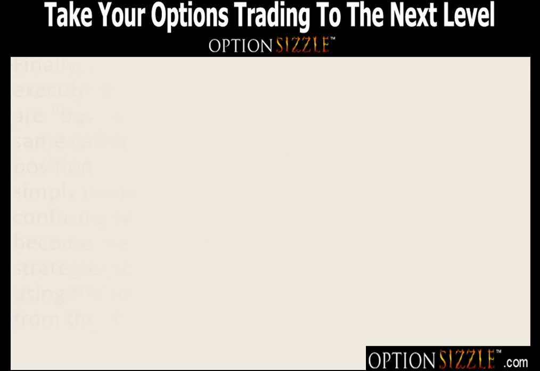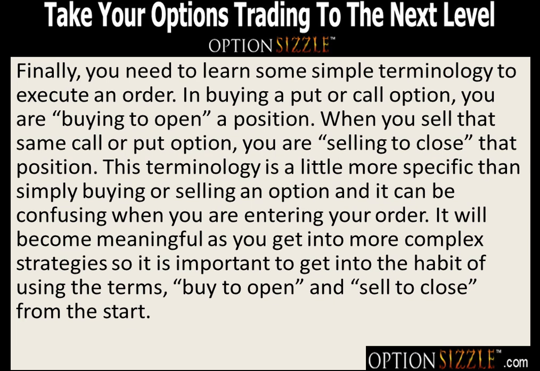Finally, you need to learn some simple terminology to execute an order. In buying a put or call option, you are buying to open a position. When you sell that same call or put option, you are selling to close that position. This terminology is a little more specific than simply buying or selling an option, and it could be confusing when you are entering your order. It will become meaningful as you get into more complex strategies, so it is important to get into the habit of using the terms buy to open and sell to close from the start.